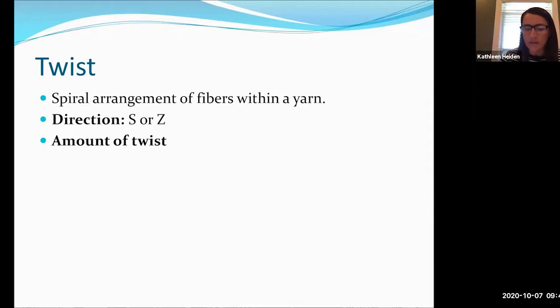Okay, so low twist is 2 to 3 turns per inch. Average is 20 to 30, and this is where most of your yarns are manufactured for clothing purposes. And then you have high twist or hard twist, and that's 30 to 40 turns per inch. This would be more of your industrial or some of your upholstery fabrics where you need a stronger yarn for your end product.